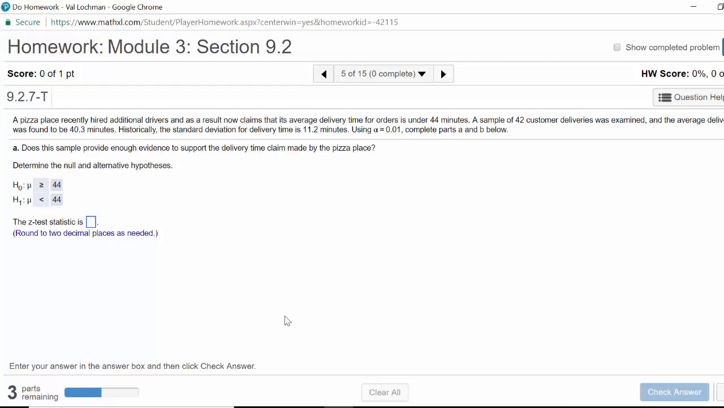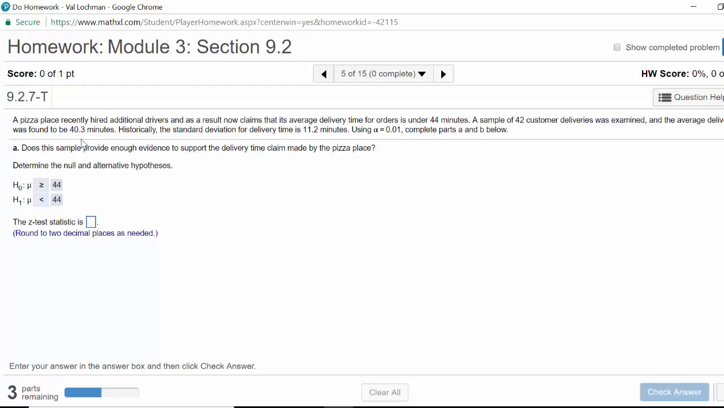Okay. Now, just to let you know, if you were to do this on paper and you wrote mu is equal to 44, I would give you full credit. Okay. I think MyMathLab will actually mark that wrong, but I will give you full credit if you just say equal to 44. That's completely fine. So the z-test statistic, this is the z-score associated with 40.3.